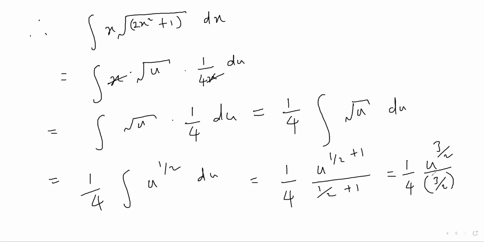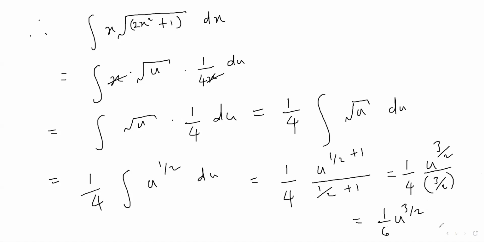Or you can flip the 3 over 2, you get 2 over 3 times 4, which is 12. And then there's 6 times 2 at the bottom, will cancel out. You'll get 1 over 6. But ultimately, whichever way you do it, it'll give you a 1 over 6 multiplied by u to the power of 3 over 2.